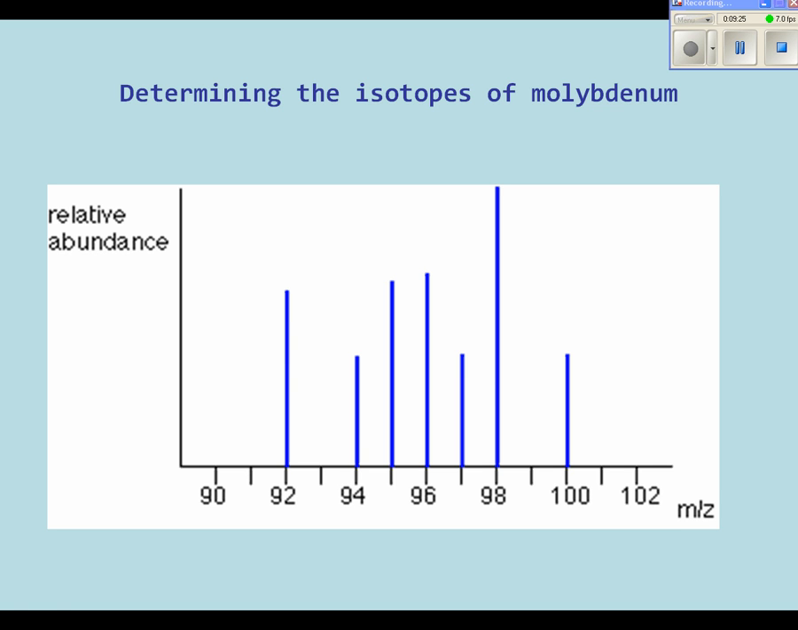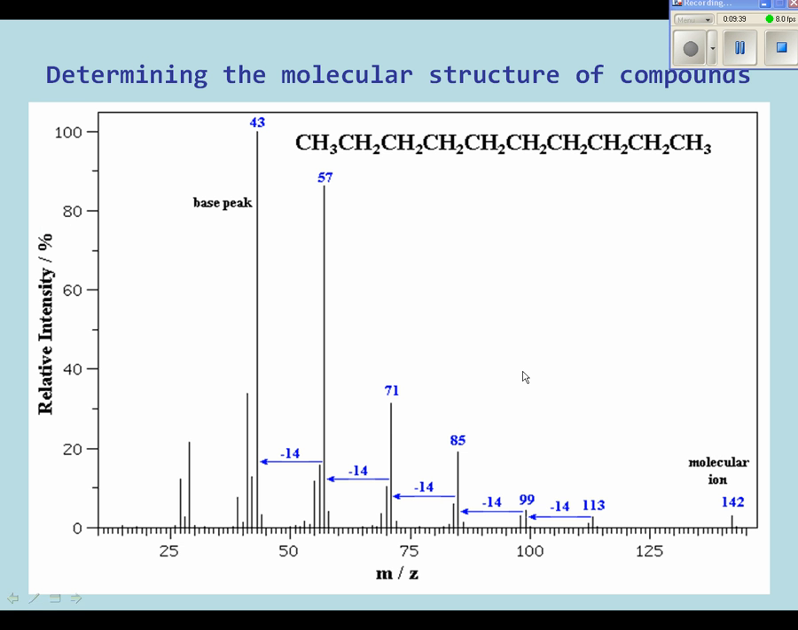And if molybdenum is inserted into the mass spectrometer, you get a spectrum that looks a bit like this. So molybdenum has quite a number of naturally occurring isotopes. The relative proportions of each are shown by the heights of these graphs. And furthermore, the mass spectrometer can also be used to deduce the structure, the molecular structure of a compound.